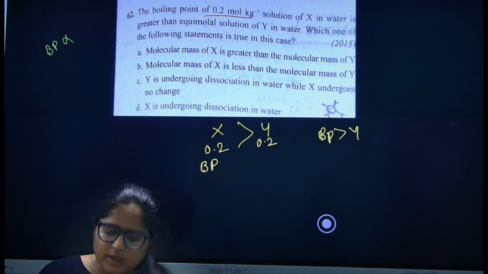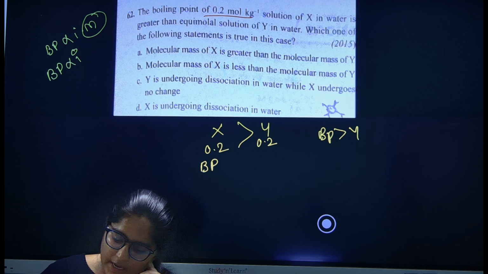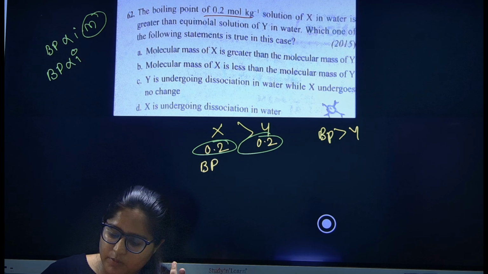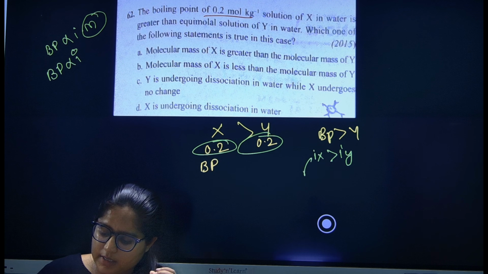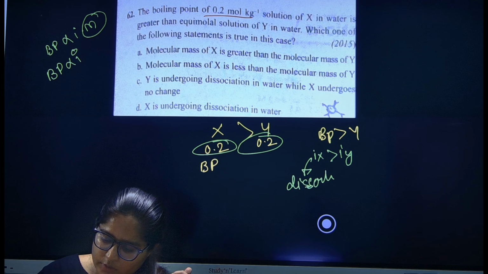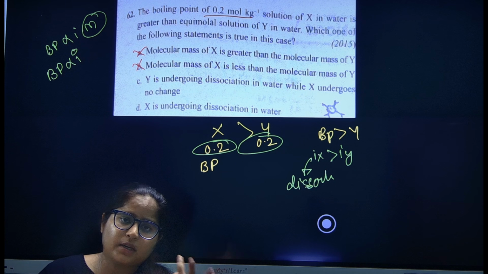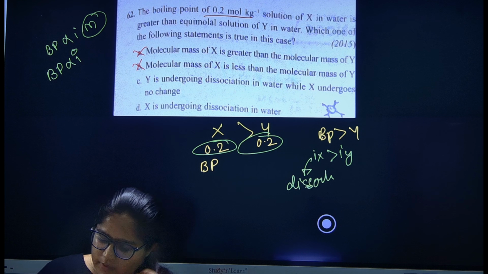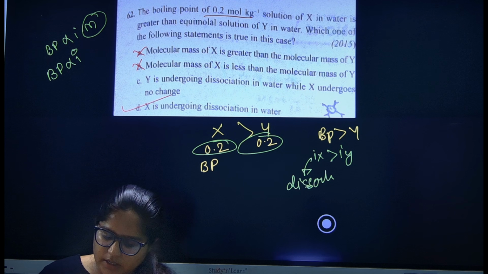Boiling point is directly proportional to i into M. When M is the same, boiling point is directly proportional to i, because the concentration is the same, they are saying equimolar. It means that i of X is more than i of Y, meaning X is dissociating. Then only i is more. So which option? Molecular mass is not required, only concentration and i, these two factors matter. X is undergoing dissociation, Y is not, so option D.